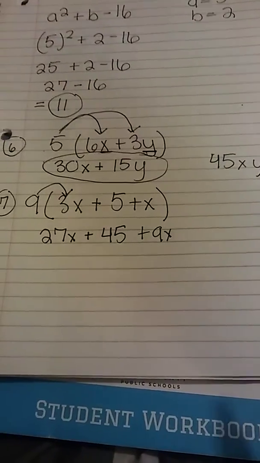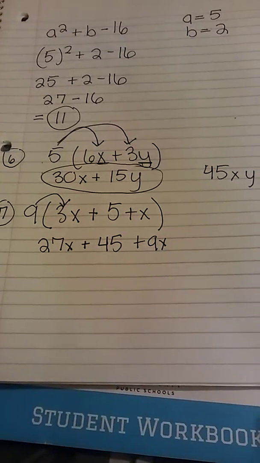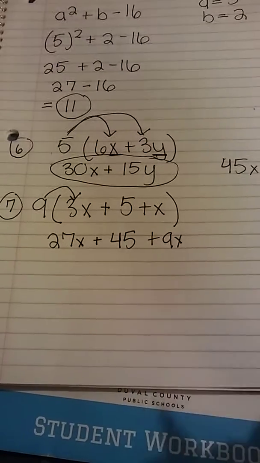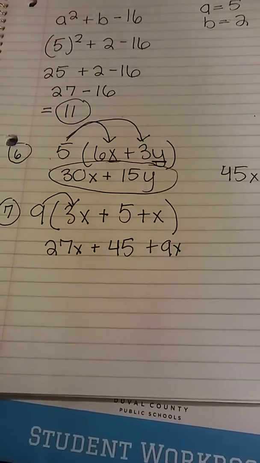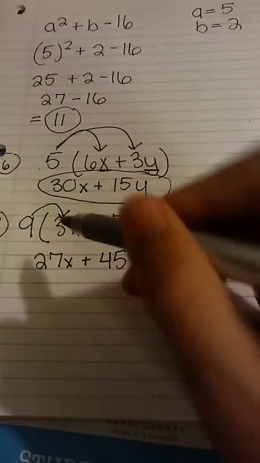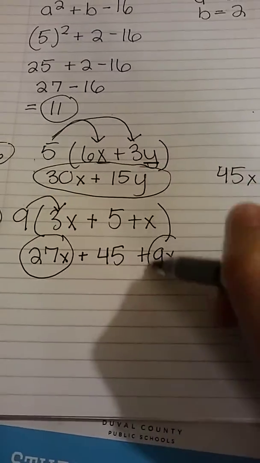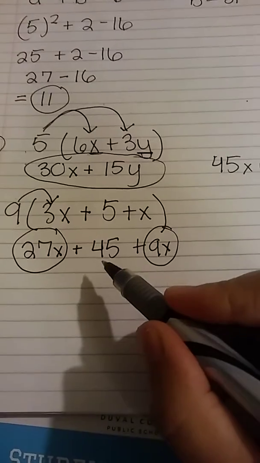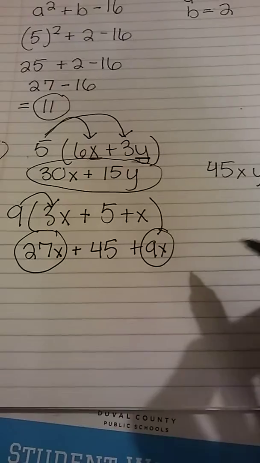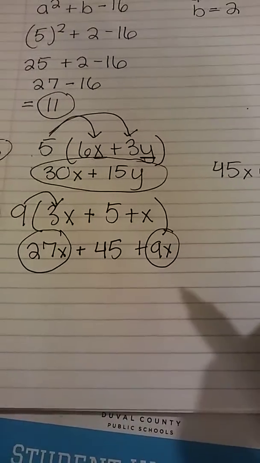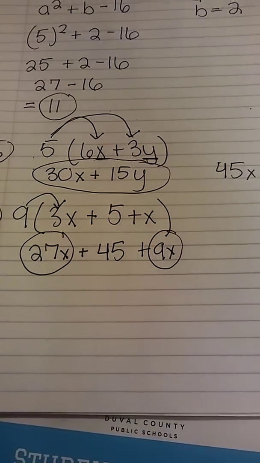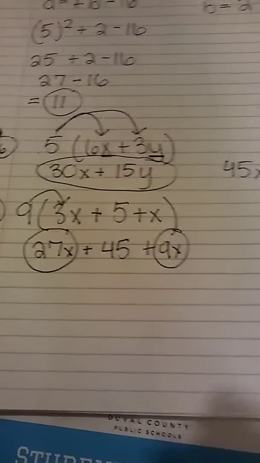Okay, so we have gotten rid of the parentheses, but your next step is you need to combine like terms. Like terms, once again, are terms with the same variable. So go ahead and circle your like terms. 27x is a like term with 9x. 45 is a whole number, so it doesn't have a like term, but if there was a 7 or an 8, that would be a like term for another whole number. Make sure you understand that combining like terms just means that you're adding those two terms together.